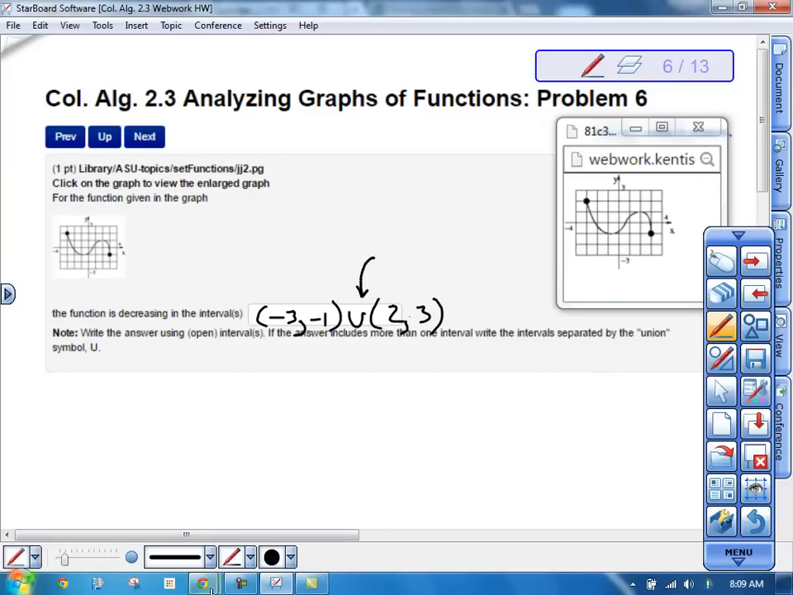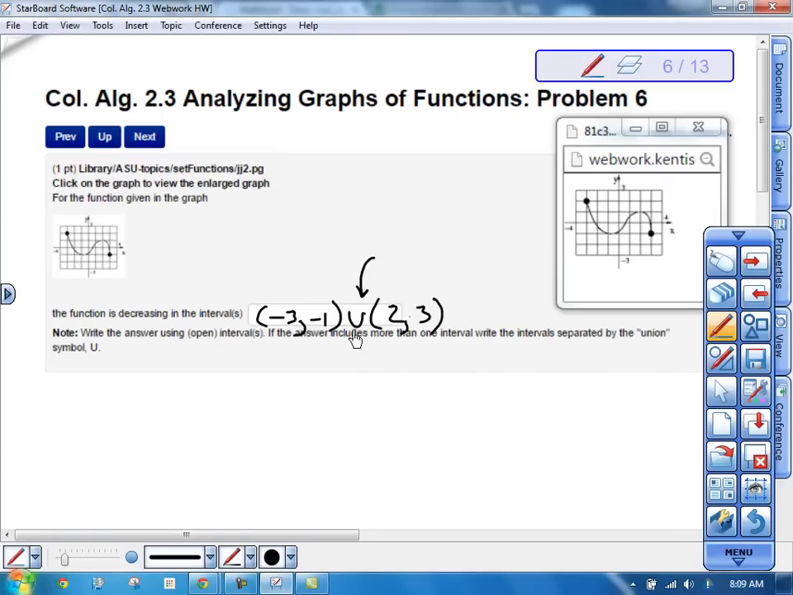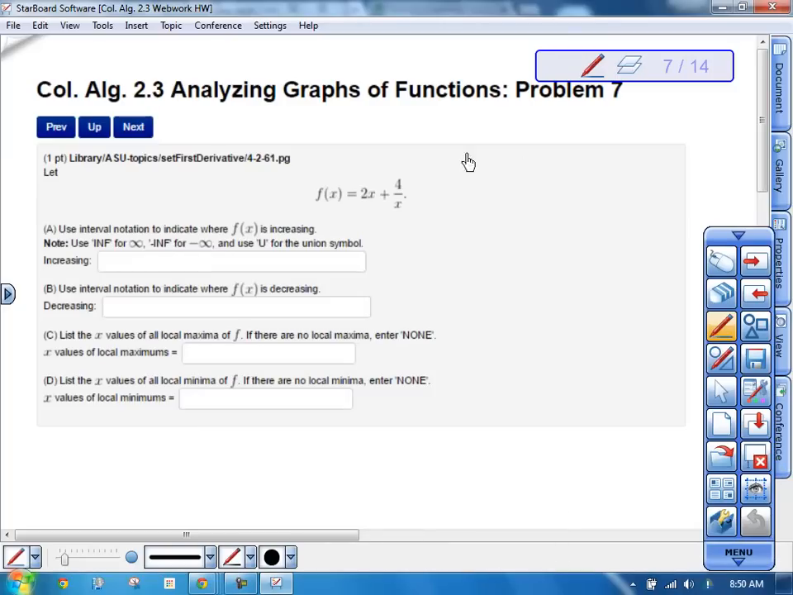And I think it wanted a U right here. Let me double check that real quick. Yeah, it wanted a U. So sometimes Webwork is picky. You know, a comma won't work in this case. You need that U.